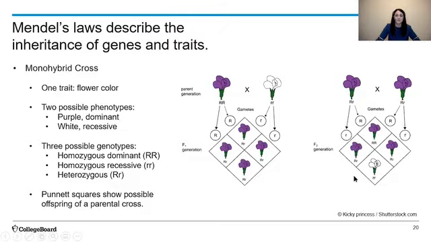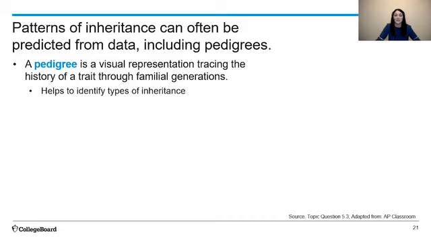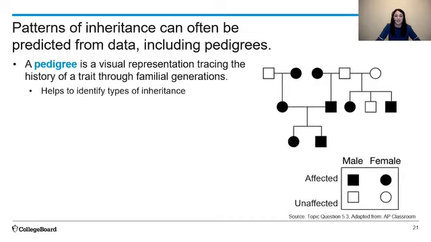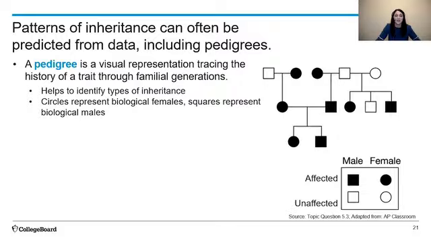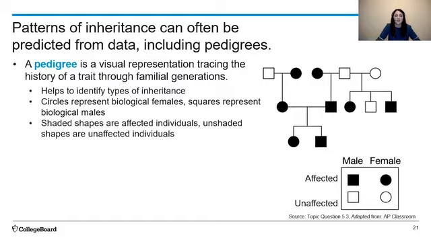Patterns of inheritance can often be predicted from data including pedigrees. And a pedigree is a visual representation that traces the history of a trait through familial generations, and it helps us identify the types of inheritance. So here is a pedigree, and you'll need to know that circles represent biological females and squares represent biological males. Shaded shapes mean the individuals are affected, and unshaded shapes are unaffected individuals, and that means affected by the trait. They have the trait that we're following in the pedigree.